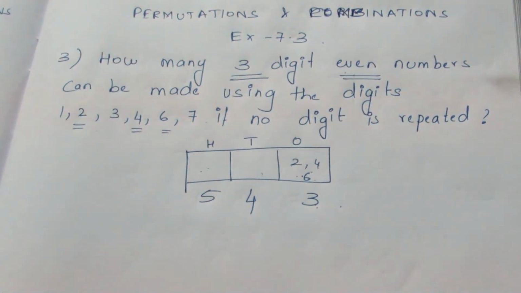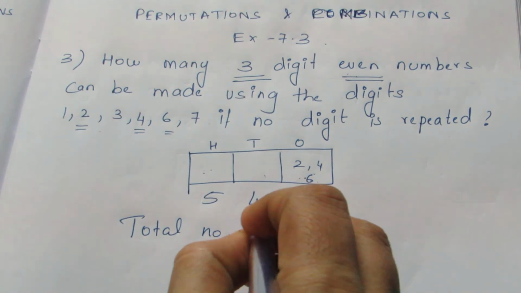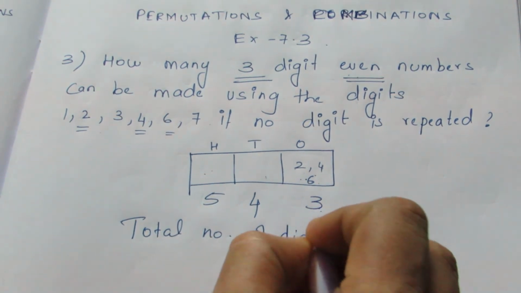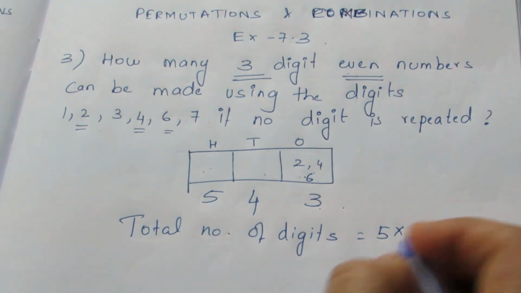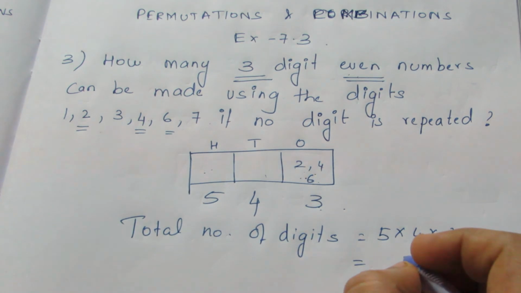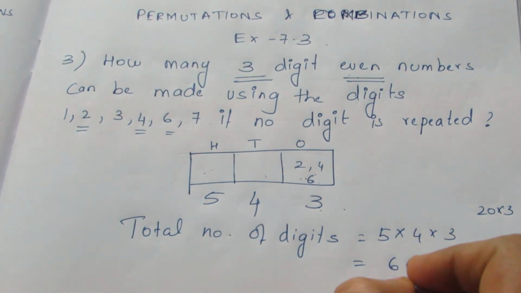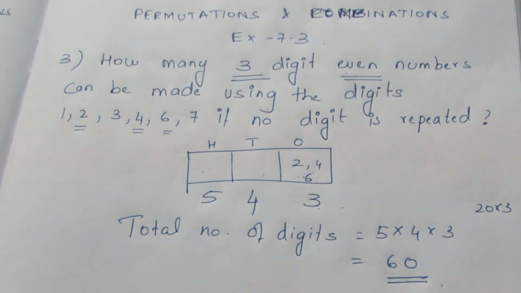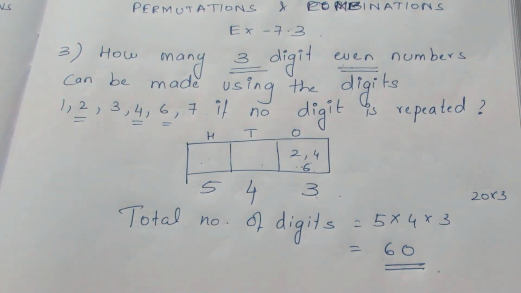Now for the total number of ways, it is 5 into 4 into 3. 5 fours are 20, 20 into 3 is 60. So the total number of ways is 60 for this sum. That's all with the sum. Thank you.